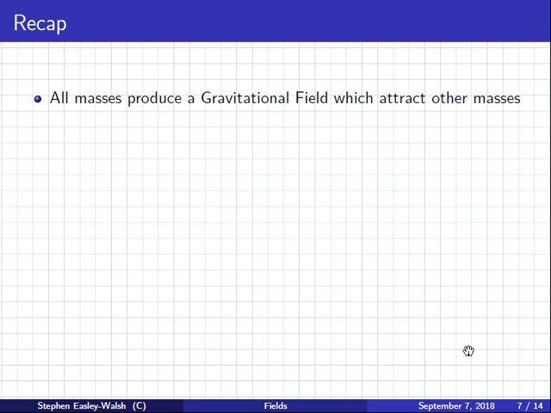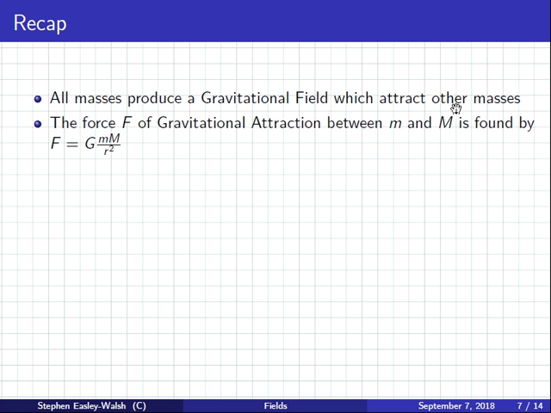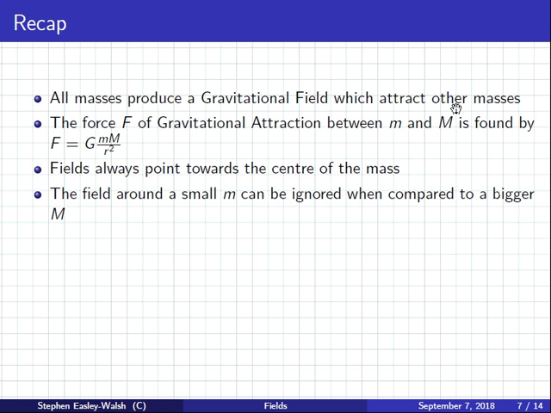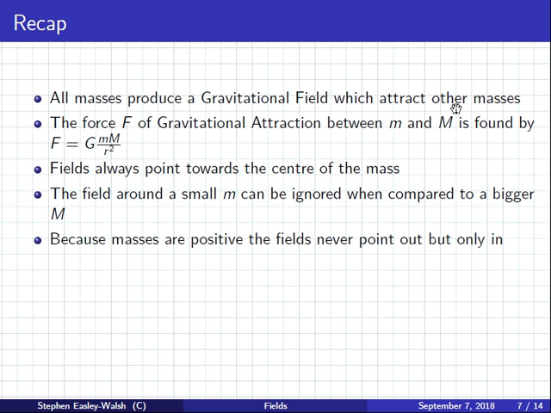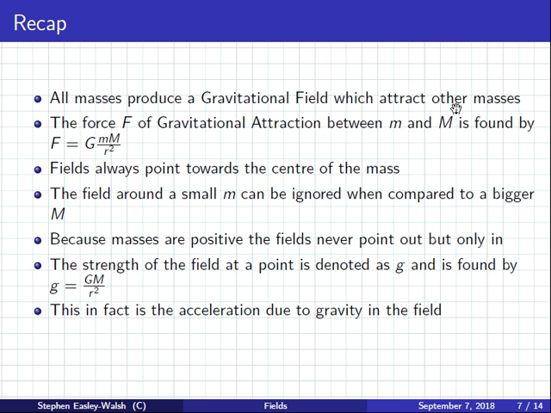You don't have to write this down, just a review. All masses produce a gravitational field which attracts other masses. The force can be found using this formula. Fields always point towards the centre of the mass. The field around a small mass can be ignored when compared to a bigger mass. Because masses are positive, the fields never point out but only in. The strength of the field can be found using that formula, and this is in fact the same as acceleration. That's what we've learned so far. And the value of G near the surface of the Earth is about 9.81.